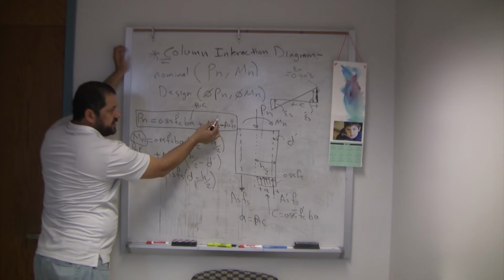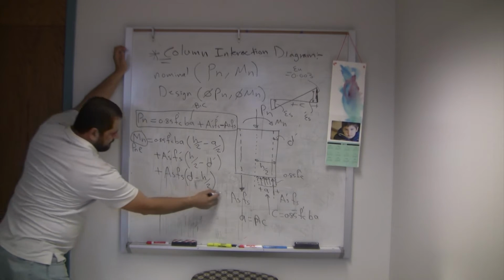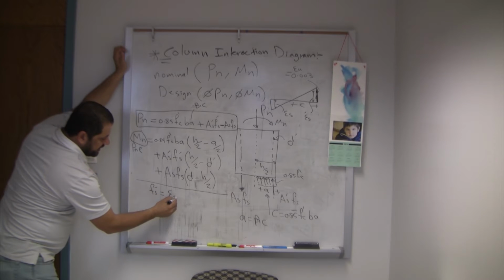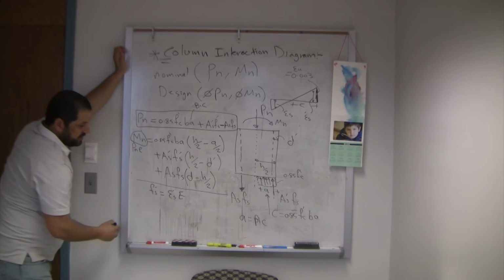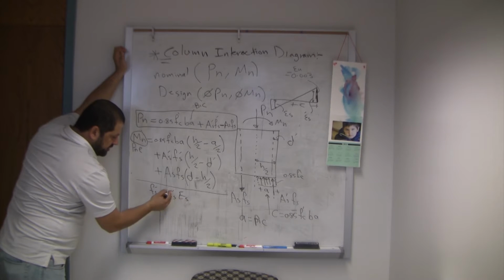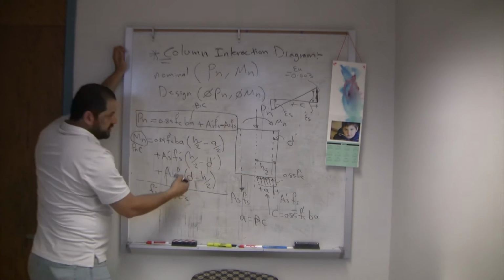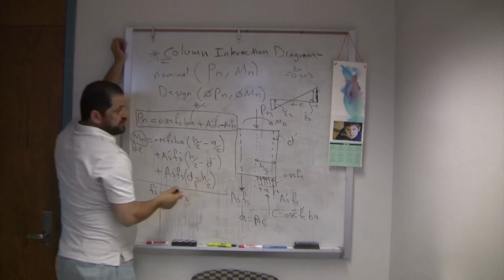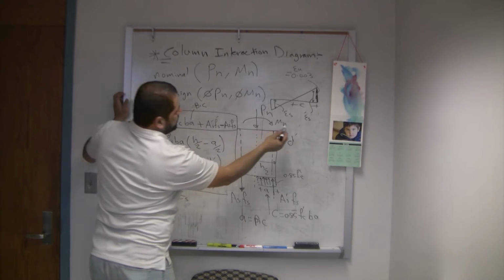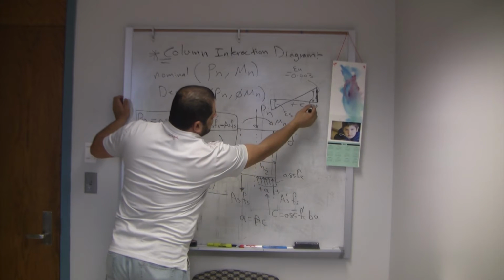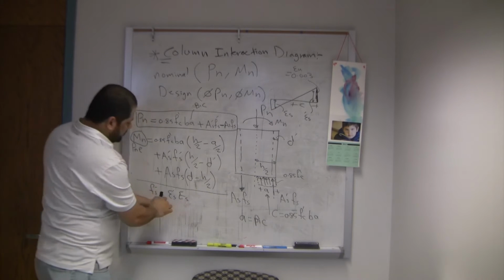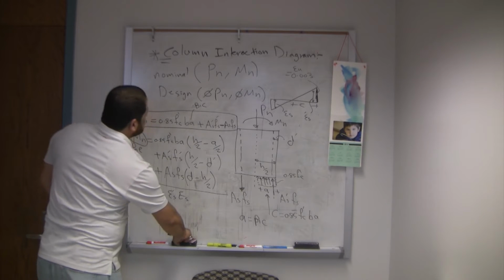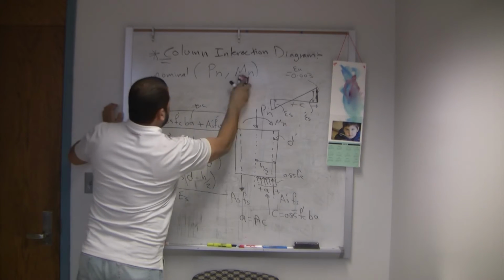Now fs' equal epsilon s' times E of steel. And epsilon s' can be related to c from the strain distribution. We can find, because this distance from here to here is d, and this is d' from here to here, so this can be related to c. So fs' is a function of c. So, and we can do it here.